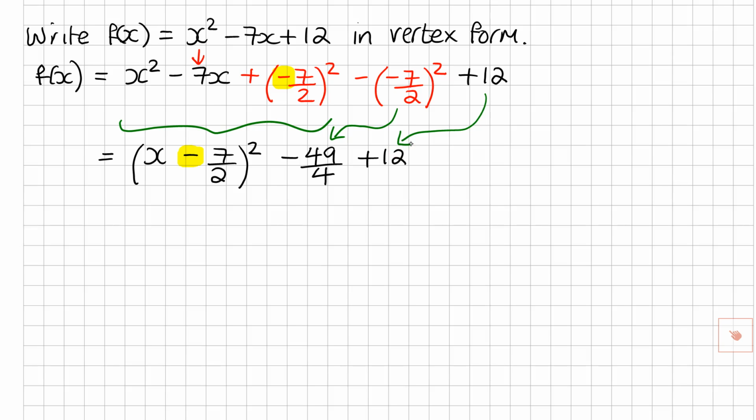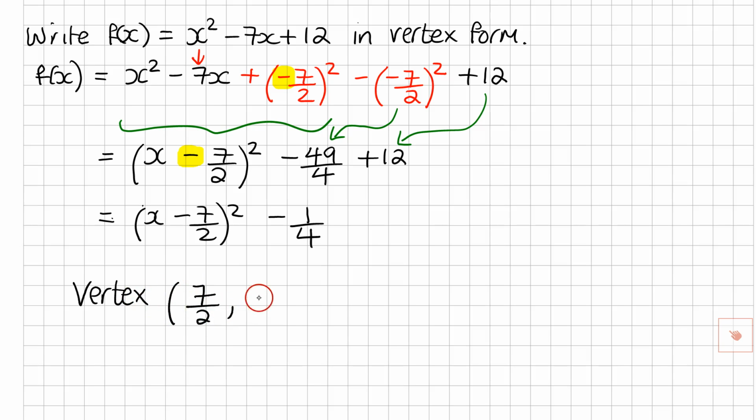Okay, so now we'll just tidy up the last two at the end using our calculator. What we're going to get here then is x minus 7 over 2 squared, and minus 49 over 4 plus 12 is minus a quarter. Okay, so that's that in vertex form. And if you wanted to write down the vertex, don't forget that the x will change sign and the y will remain with the sign it has.